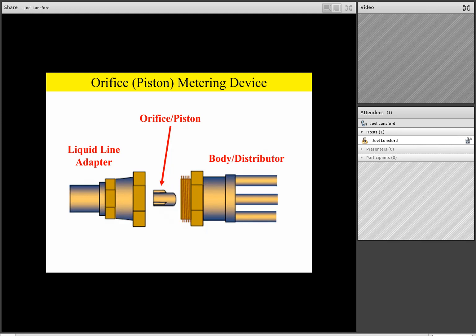Now, some of the advantages of an orifice or a piston are the fact it's very simple. It's a fixed metering device. There's nothing really to go wrong. There's nothing mechanical to go wrong with it. It's just a hunk of brass with a hole in it. Very, very simple, very reliable.